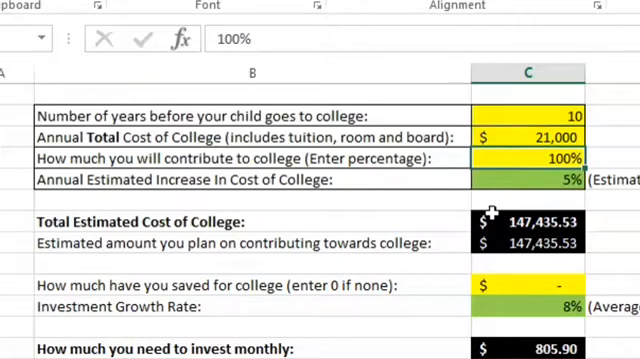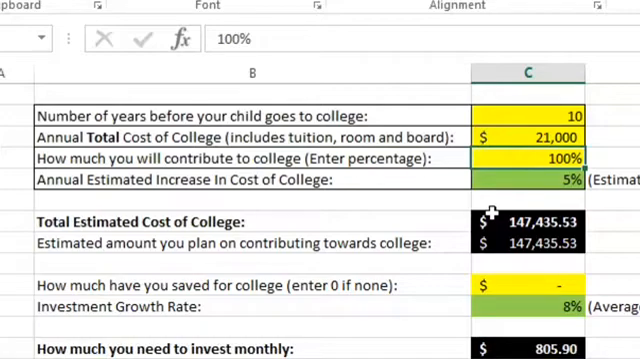The next thing that is important to think about is how much you are willing to contribute towards your kid's college. So some people may say, hey, I want to contribute 100%. That's the whole reason I'm doing this. I'm starting early, so I want to cover 100% of my kid's tuition, room and board, you name it.